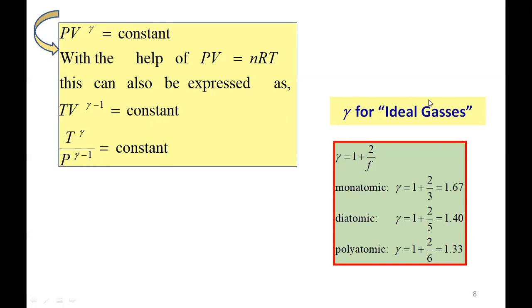Gamma for the ideal case equals 1 plus 2 over f, where f is the degree of freedom. For monoatomic, gamma equals 1 plus 2 over 3, which equals 1.67. For diatomic, gamma equals 1 plus 2 over 5, which equals 1.4. And for polyatomic, gamma equals 1 plus 2 over 6, which equals 1.33.